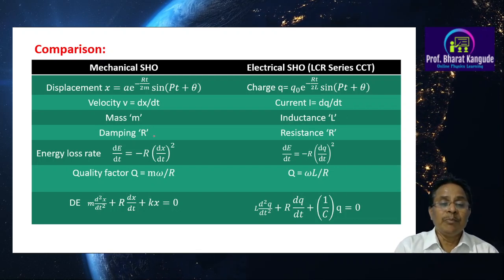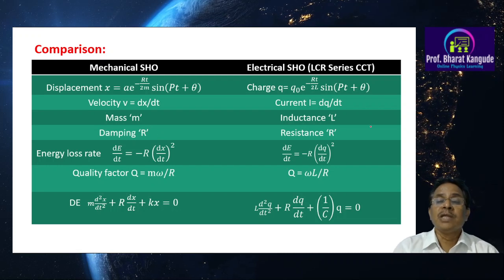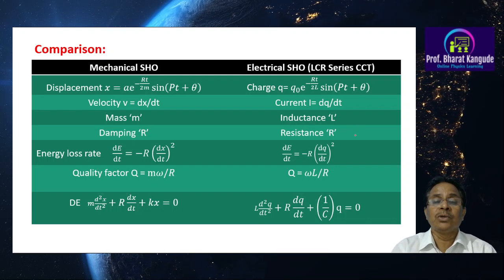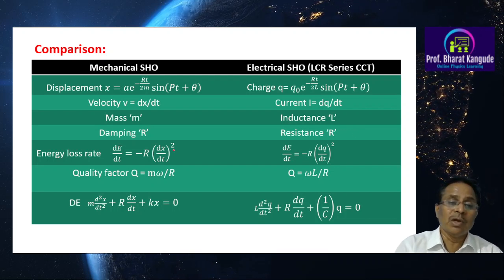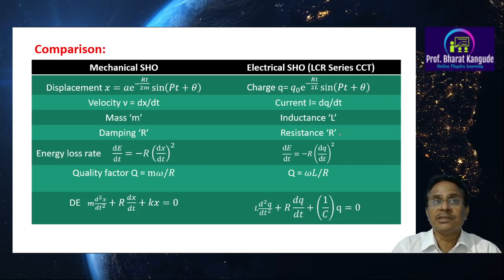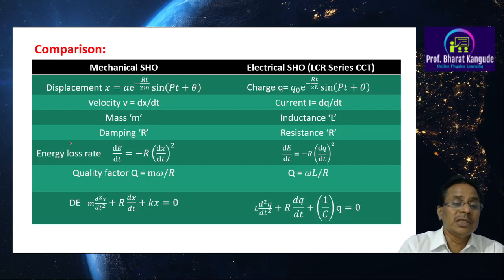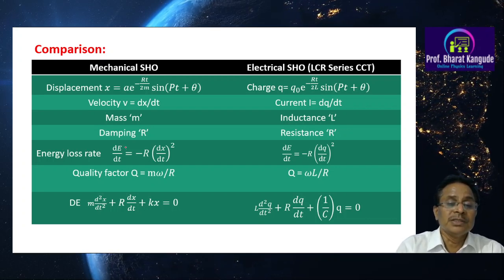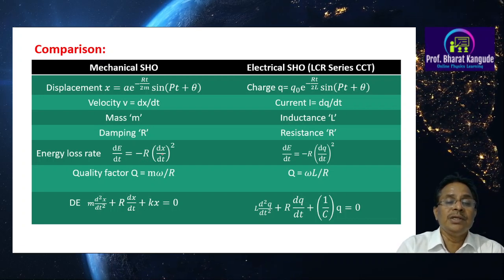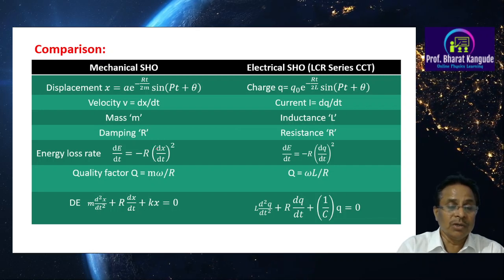Then whatever damping force plays a role in this mechanical damped harmonic oscillator, a similar role is played by the resistance in the electrical damped harmonic oscillator. So even though the symbol appears the same, it doesn't matter. This is the force here, and this is the actual resistance of the material that is to be taken into consideration. Now the energy loss rate, which we have already seen, is given by dE upon dt equals minus R into dx upon dt squared. That is joules per unit time, whatever unit you can use.